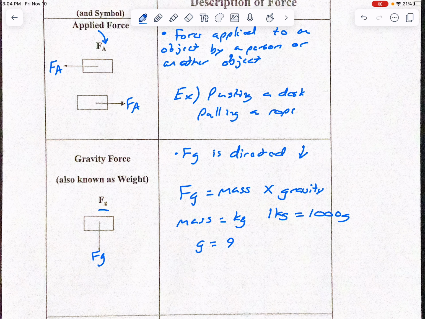And your gravity is still going to be 9.8 meters per second squared. That's not changing. So the force of gravity is going to be weight, which is also in newtons. So if I give you something like it has a weight of 18 newtons, that is the force of gravity. That is your Fg.